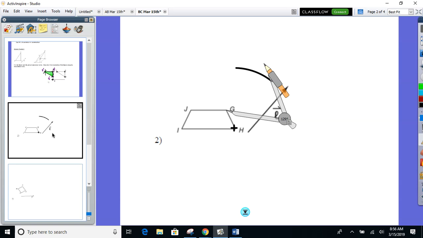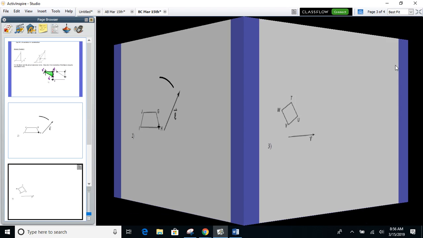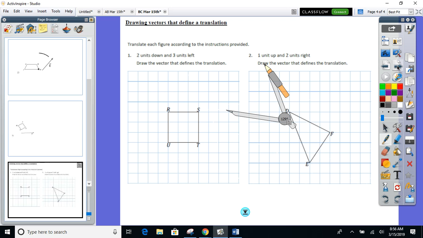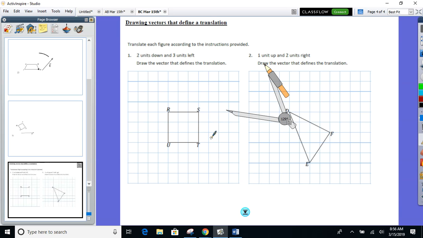All right, here we go. No issues. We didn't have any issues with this one. A lot of people, no issues with that one. And then we come to here now. We did this, just quickly reviewing yesterday. I saw a lot of you guys already trying this out. Good. So I'm going to take square RSTU. I'm going to move it 2 units down and 3 units to the left.